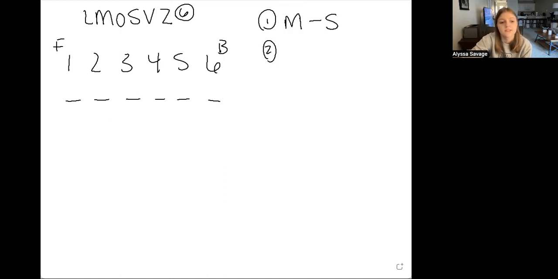My second rule says S rows closer to the front than both L and V. So if we know that S is close to the front, that's kind of like our first rule, M is closer to the front than S.